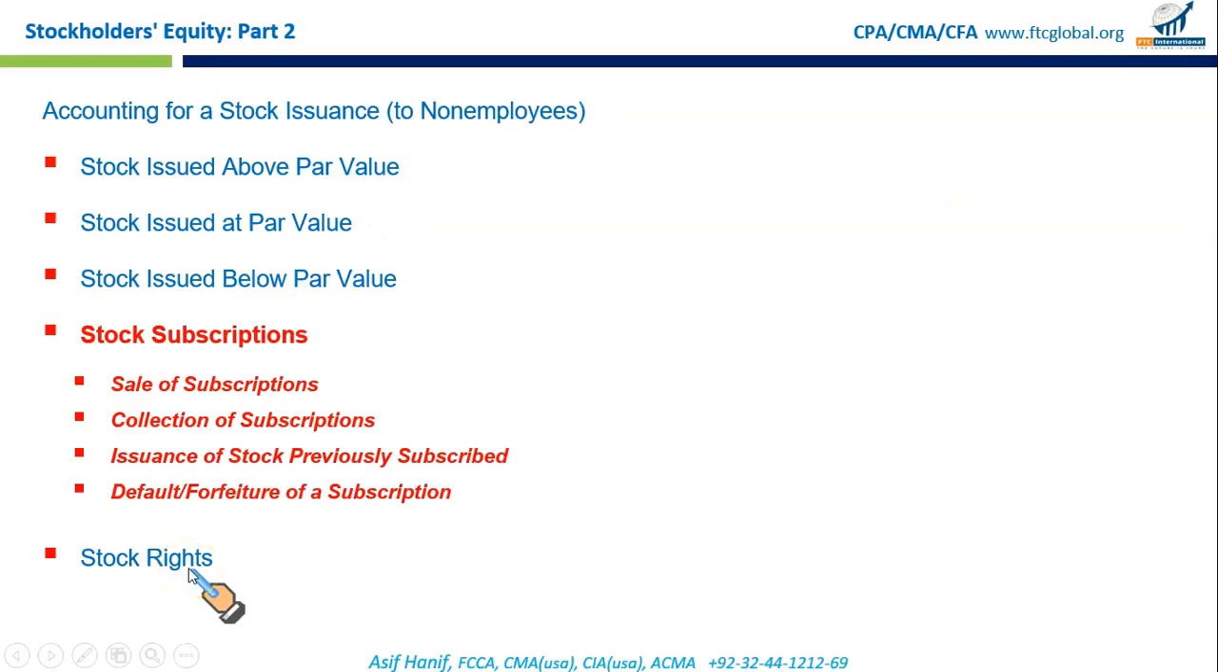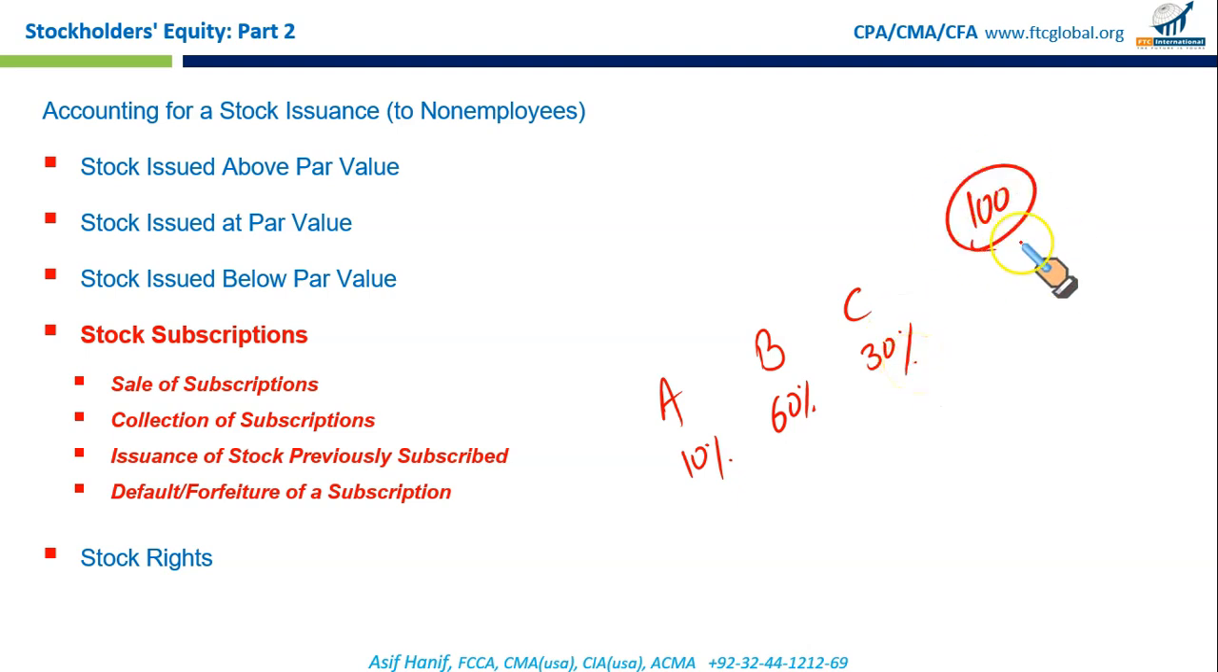Next we have stock rights. What are stock rights? Let's take a simple example. We have three shareholders, A, B, and C. A holds 10% of our stock, B holds 60%, and C holds 30%. Let's say we are bringing another issue.